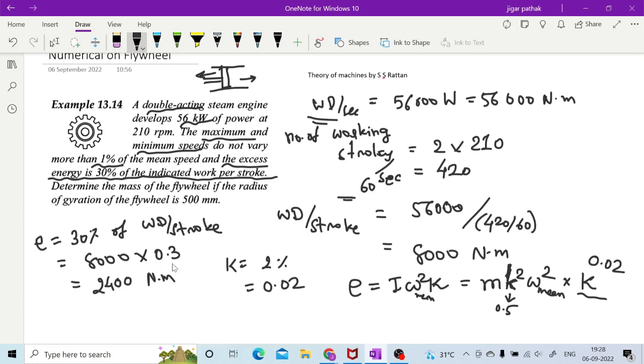So now can anyone tell me what mass you are getting? Sir, but E is the energy per stroke, so how can we equate it to I omega mean square K? E is the fluctuation of energy. Here the work done per stroke we have calculated, and E is related to it as given in the problem statement. How the excess energy is related to the work done per stroke is mentioned in your problem statement. So it does not mean that the excess energy is per stroke? No, actually it is not like that.